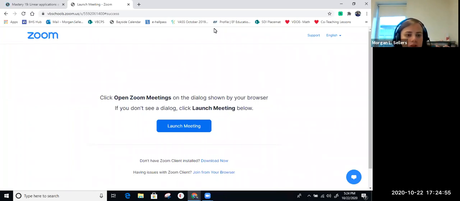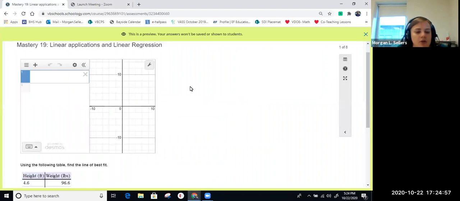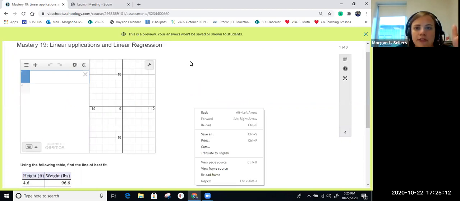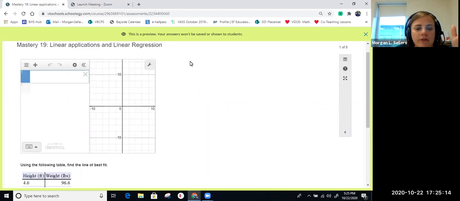Okay, so this is going over the steps to plug in the linear regression in Desmos. So we're looking for the line of best fit. So what we're gonna do for this, whenever we have a table, this is our X value, our X values, and these are our Y values.